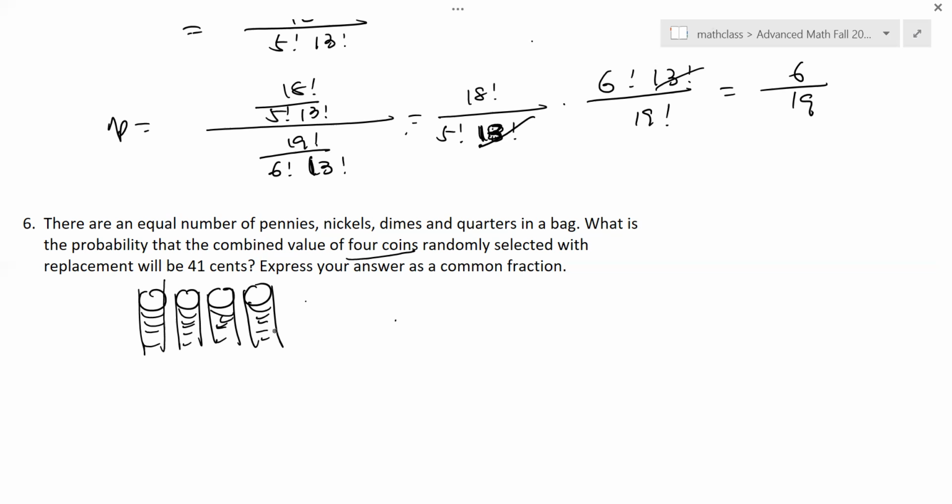What is the probability that the combined value of 4 coins randomly selected with replacement? That means after you select 1 coin, you put it back and select another coin. And maybe you can always select a penny. But you want to get a combined value of 41. Now, how to get 41? At least you have to think about it. You find out that if all of the coins are different, then you get a sum of 41.